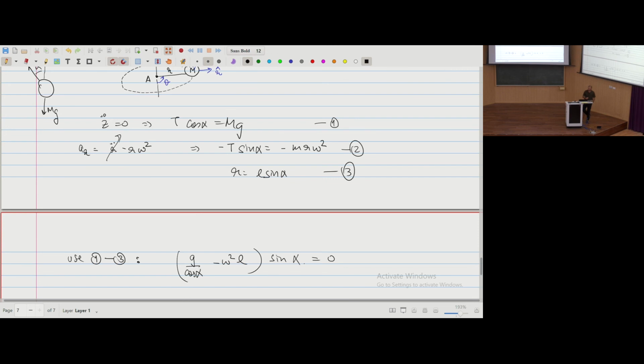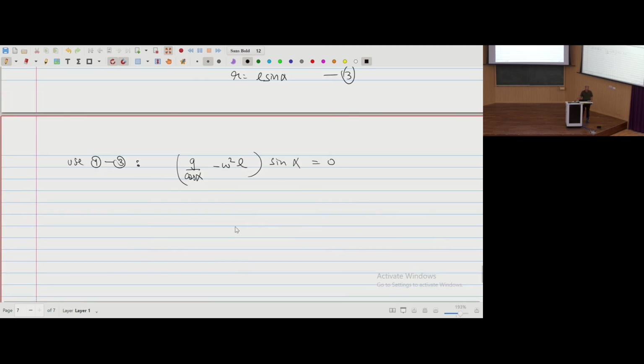With that equation, the easiest tendency for us is to say that g by cos alpha is omega squared L, but it has two solutions. The other one is sin alpha is 0. We have to be careful with that. It says either sin alpha is 0 or cos alpha is g upon omega squared L.